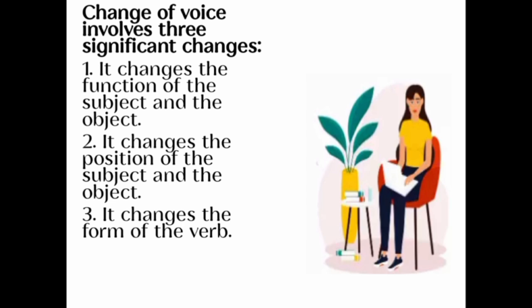Here, when the change of voice involves these three changes, the meaning of the sentence remains unchanged. The meaning won't change. The tense of the verb remains unchanged. The tense of the verb will also not be changed. The passive voice is used when the agent or the doer is unknown or obvious.